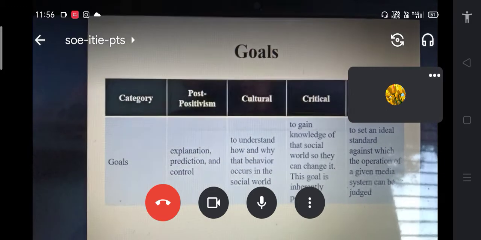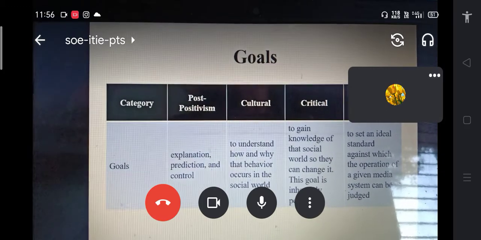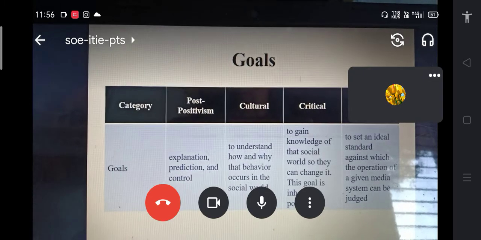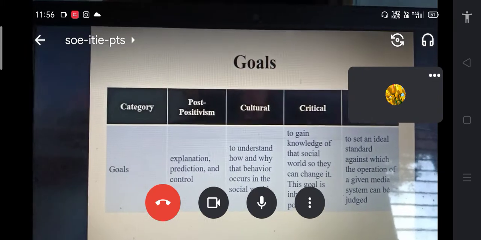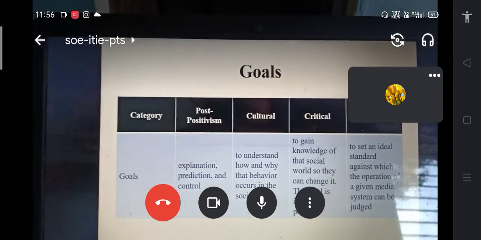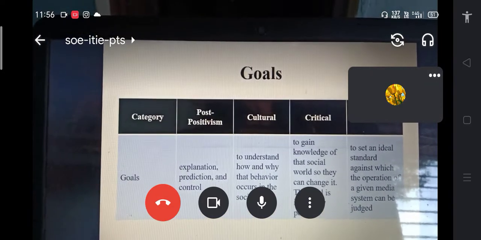Category that we have is post positivism. The next category is culture. The third category is critical, and the last one is normative. Before talking about goals, I'll be explaining what each of these categories stand for.